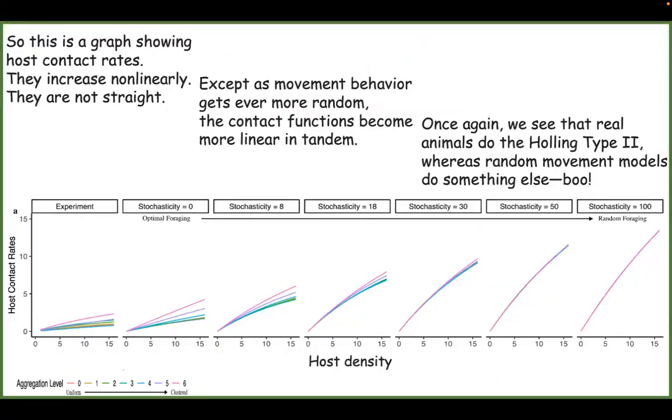So, this is a graph showing host contact rates. They increase non-linearly, they are not straight. Except as movement behavior gets ever more random, the contact functions become more linear and tandem. Once again, we see that real animals do the hauling type 2, whereas random movement models do something else, boo.